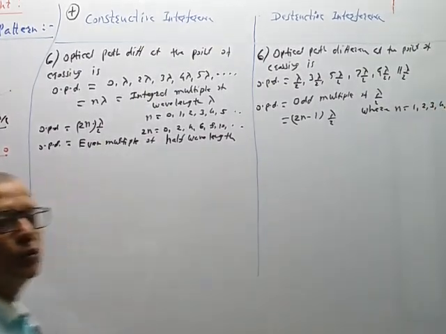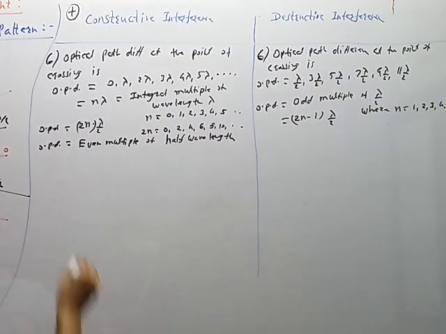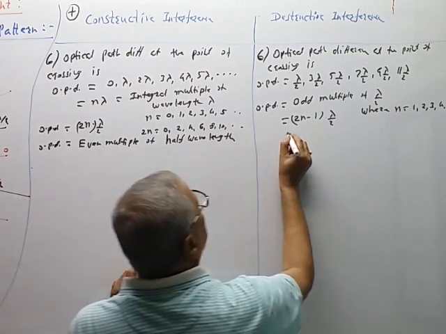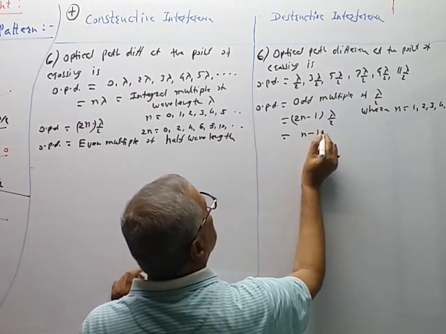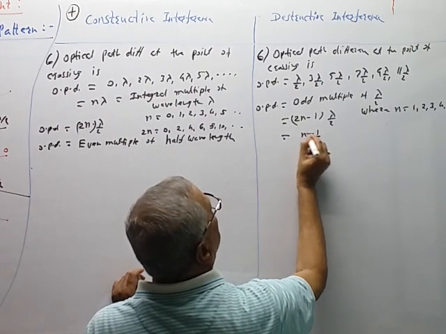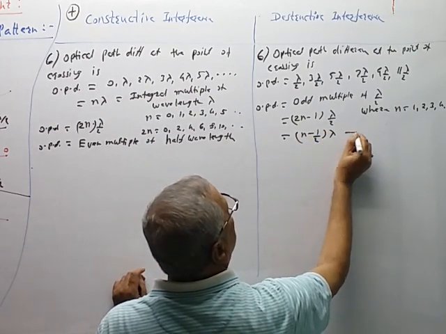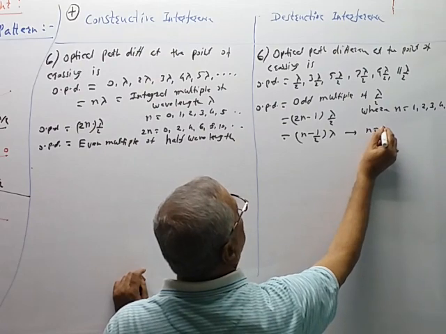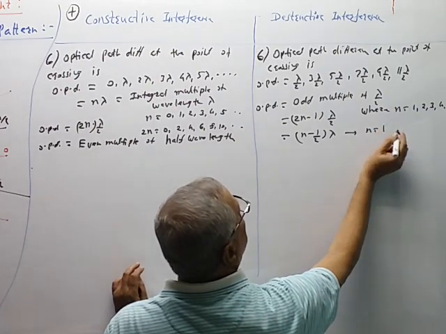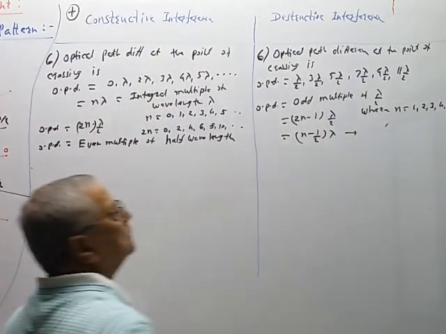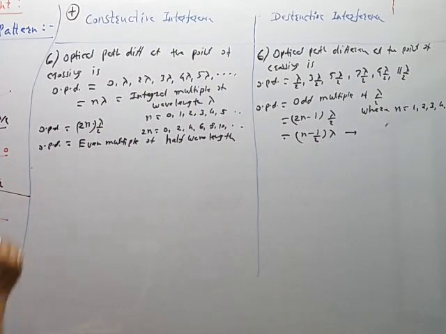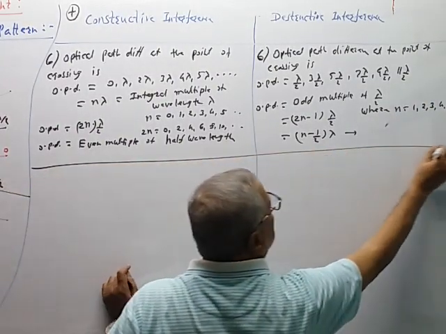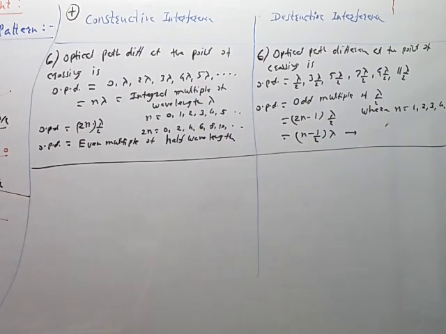The value of n does not start from 0, like this. So path difference is given like this, or this is also given by n minus half lambda. For this value, n starts from 1, that value is this. So these are the values of optical path differences, like this.